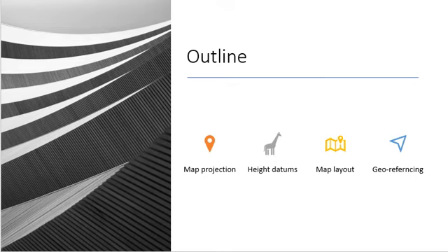In this lecture, we will learn about map projection, why it is important, how we use it in GIS, and what the commonly used map projection in Australia and Sydney is. We will see how height datums are important for measuring elevation. We will have a closer look at a scale bar, north arrow, and legend as the most important elements of designing a map layout. We will also talk about georeferencing of aerial images and historical maps.